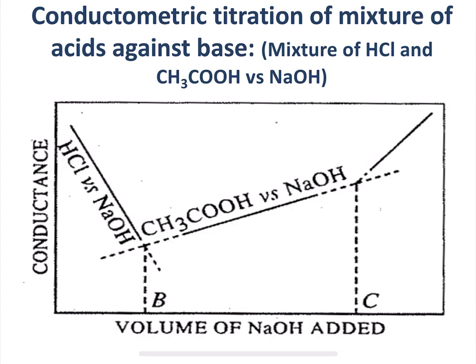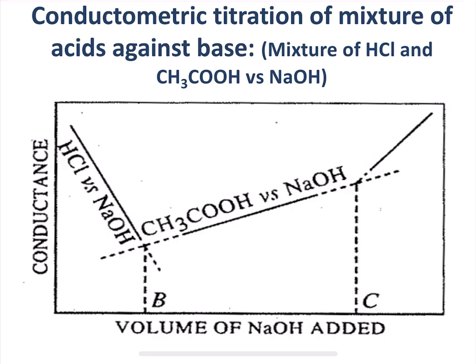The experiment is the same as how we will do all other cases. So 50 ml of acid mixture should be taken in the beaker, and to that a clean conductivity cell should be dipped in, and 1 normal NaOH solution is taken in the burette, and 1 ml of it is added to the beaker and stirred well, and the conductance is measured, and addition of successive amounts of NaOH and the measurement of conductance is repeated until at least 3 or 4 readings are obtained after the 2 end points.